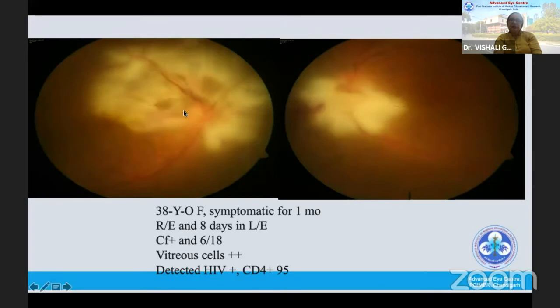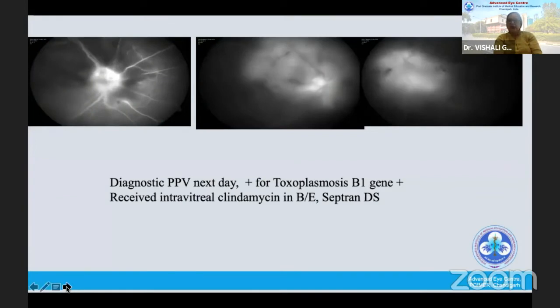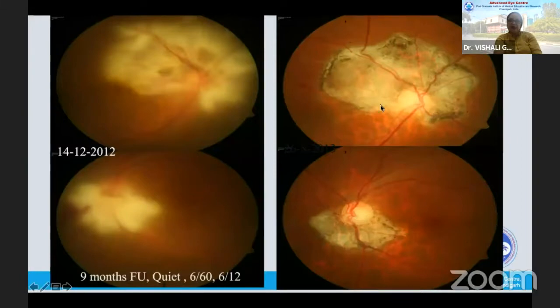Now, this is an example of a patient who has optic nerve involvement. You can see bilaterality with vitreous cells, counting finger in the right eye, and he is also HIV positive with CD4 count of 95. So we were not, honestly, it's not really toxo like a horse, like it's not written on your face. So we did the diagnostic PPV, which showed a toxoplasma B1 gene, and the patient was treated with anti-toxo treatment, and you can see the resolution and the healing of the lesion now 9 months later.